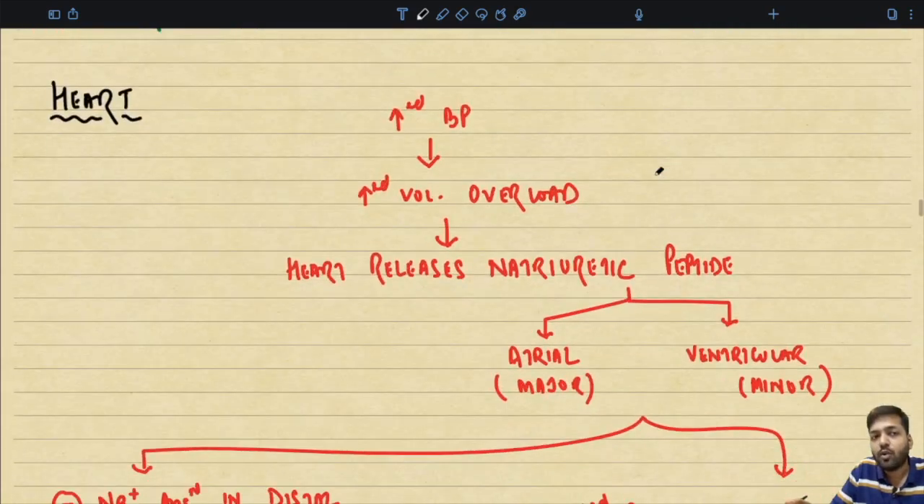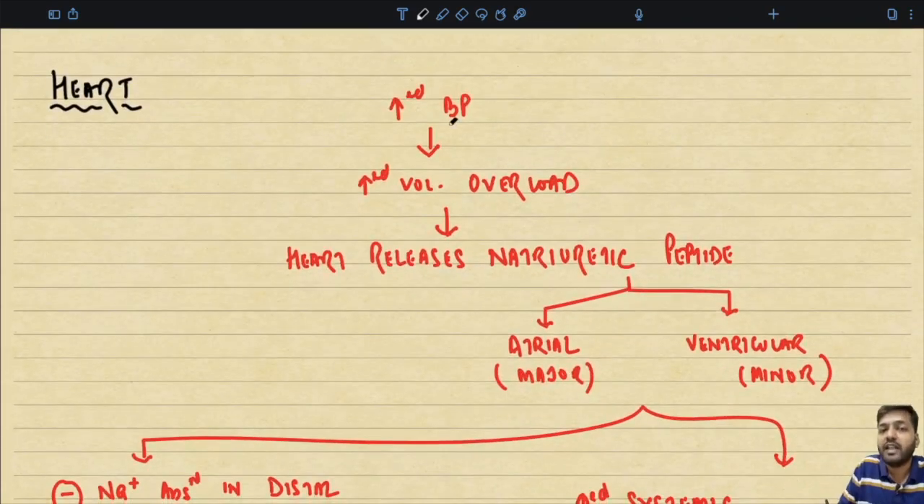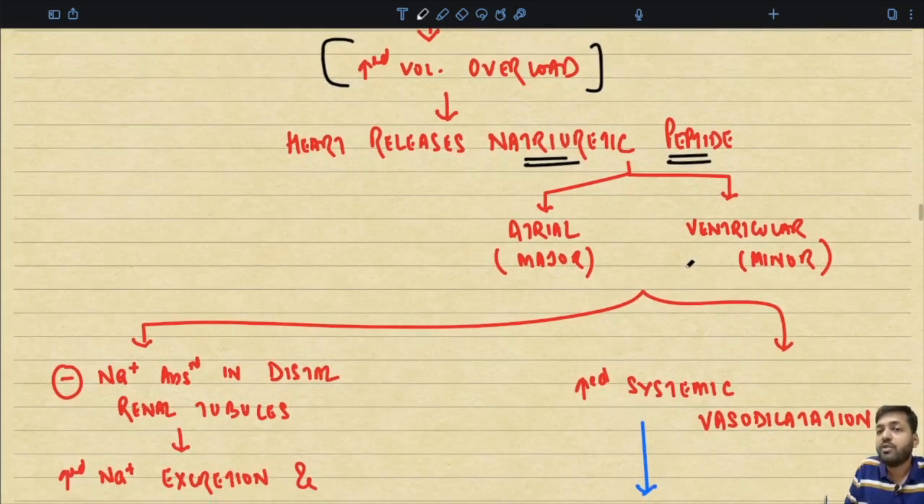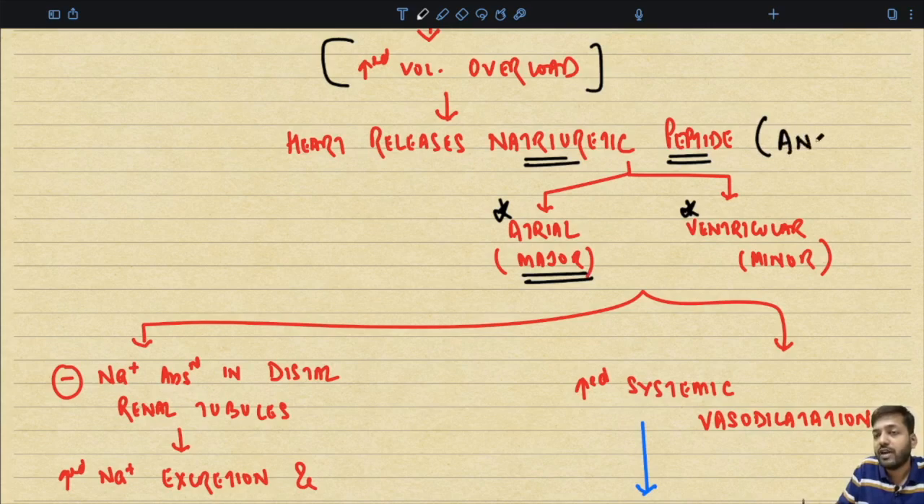So what is the role of the heart in regulating the blood pressure? Whenever the blood pressure rises secondary to volume overload, the heart releases natriuretic peptide. Now this natriuretic peptide is released both at the level of the atrium as well as the ventricle, but the major amount is released at the level of the atrium, and therefore it is also called atrial natriuretic peptide.